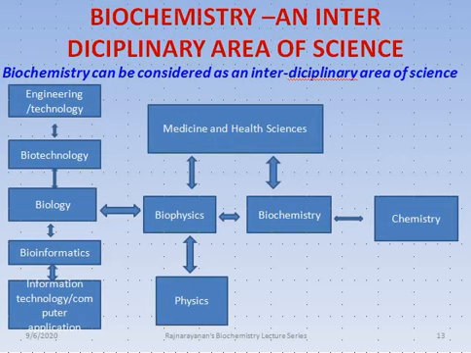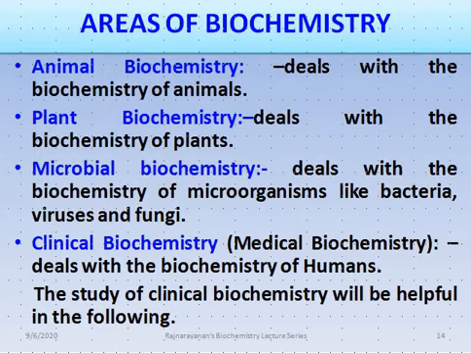Okay, let's move to other concerns about biochemistry. Biochemistry can be divided into different branches or different areas. Animal biochemistry deals with the biochemistry of animals or biochemistry of the animal system. Plant biochemistry deals with the biochemistry of plants. Of course, there are a lot of differences between animals and plants. There are similarities also, but there are differences also.